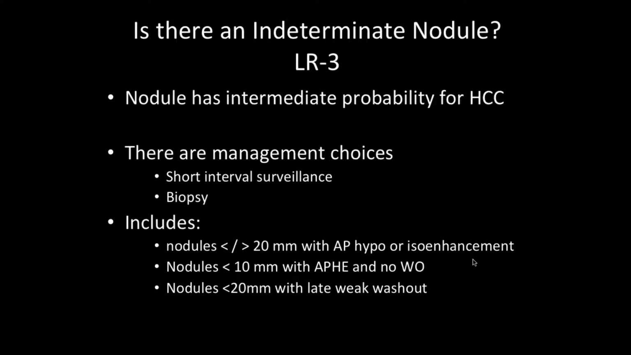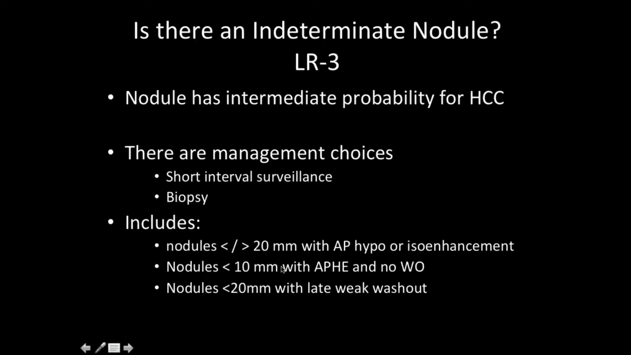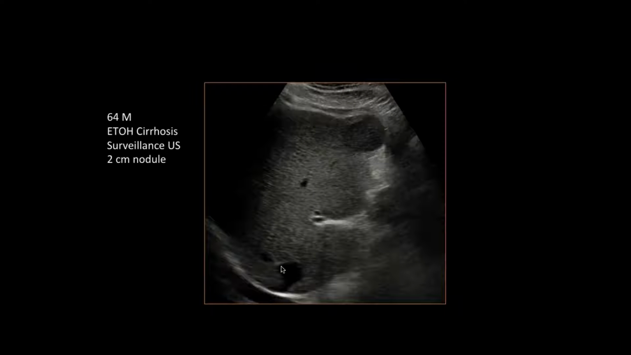An LR3 is an intermediate probability for HCC. It may be HCC or it may not. And so the management choices for these lesions often include both biopsy and consideration of short interval surveillance. This includes a spectrum of nodules that vary, as we showed on our screen. They can have abnormalities or alterations of their arterial enhancement that aren't classic, and their washout. So let's look at such an example.